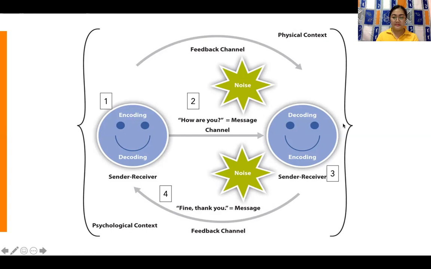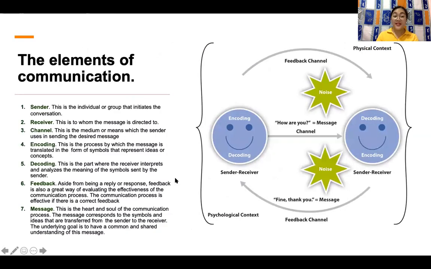Moving on. So these are the elements: the sender, the receiver, the channel, the encoding, decoding, feedback, and message. Again, message is the heart and soul of the communication process. Without it, the communication process is useless. You are communicating because you want to convey a message. So that is your objective. That is your purpose. Okay, so those are the elements of communication.